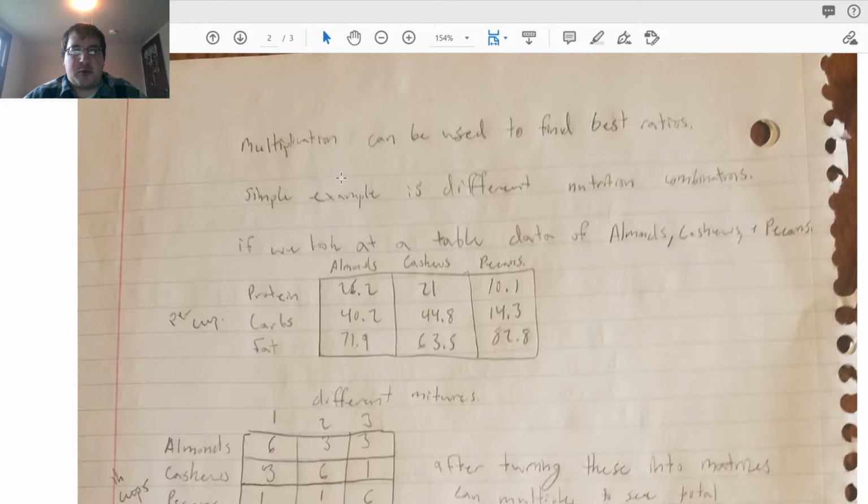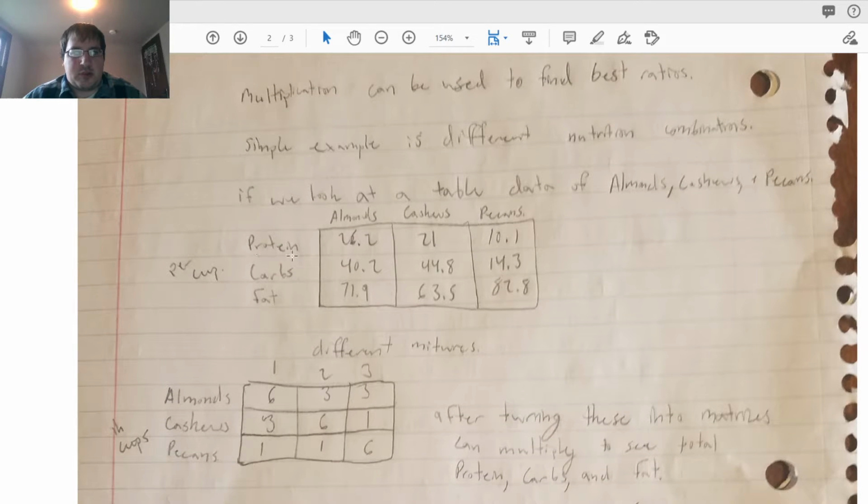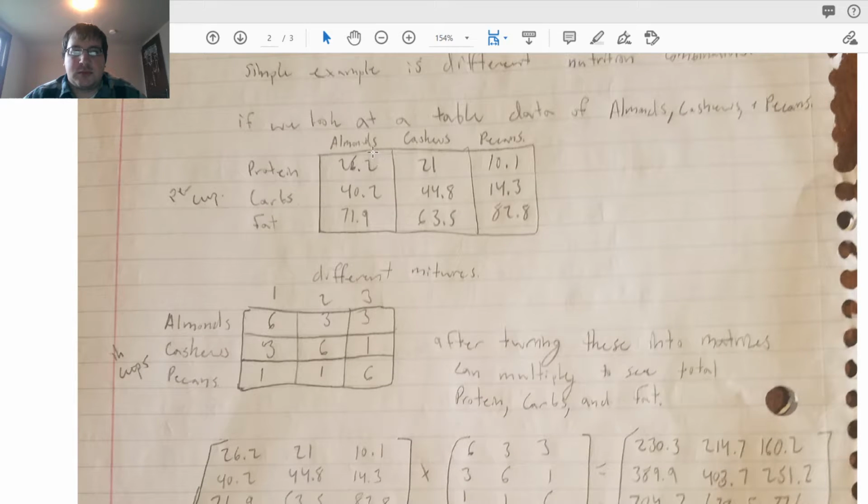All right, another example we have here is you can use multiplication as well to find best ratios. This example is for like nutrition. If we look at a combination of almonds, cashews, and pecans with their protein values for each nut, carbs and fat, looking at this table, all right, so that we see the differences in each one.